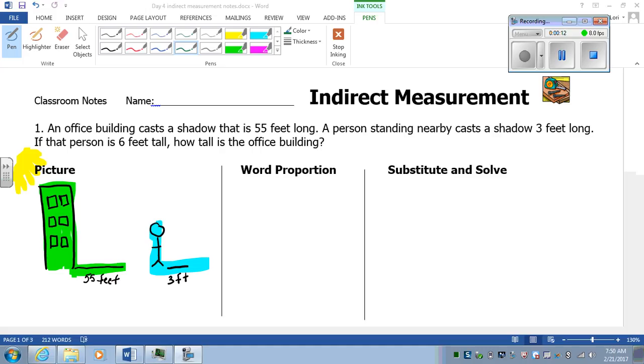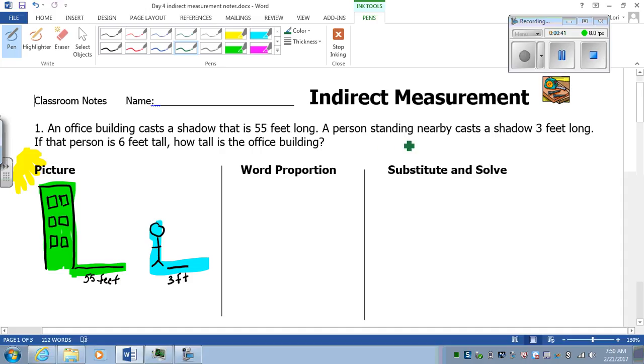An office building casts a shadow that is 55 feet long. So here's my office building in green, and we have the sunshine up above. The sun is shining down on that office building, and where the office building stands, we're seeing a shadow being created on the ground of 55 feet. We can certainly measure this shadow length of 55 feet on the ground. So let's look and see what we have next.